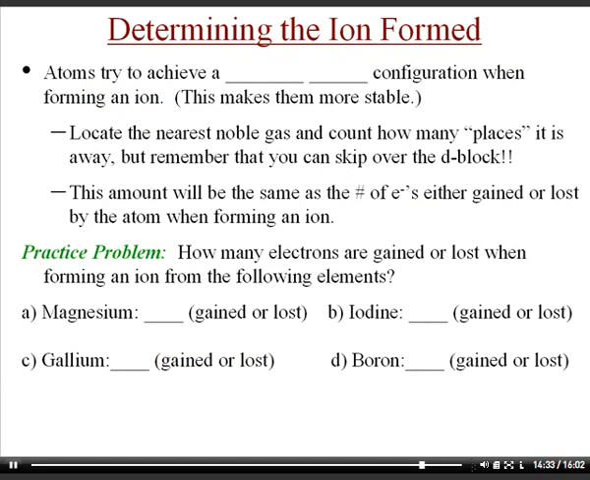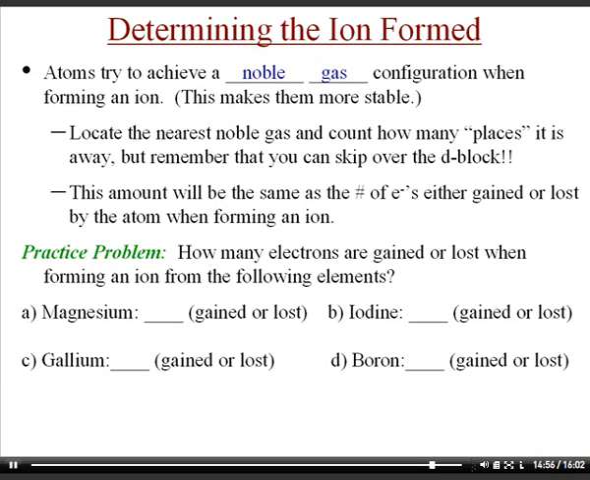left corner. And the last thing we talk about is how many electrons an element gains or loses when they form an ion. And basically what the atom is trying to do is to become more stable. So it's going to try to look like a noble gas configuration. And so what you need to do is take a look at where the element is on the periodic table and look to see how far it needs to move to get to the noble gas that's closest to it.